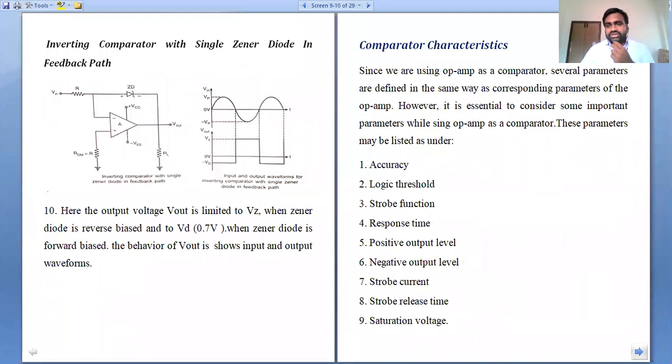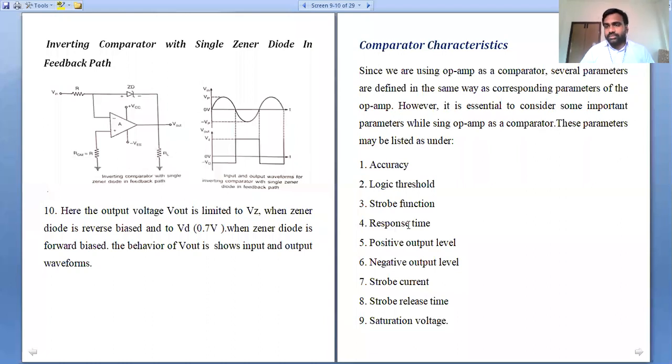We discussed comparator characteristics like accuracy and logic threshold. We discussed the strobe function, the strobe terminal, and the strobe current. Next we discussed response time, positive output voltage, negative output voltage, and saturation voltages.